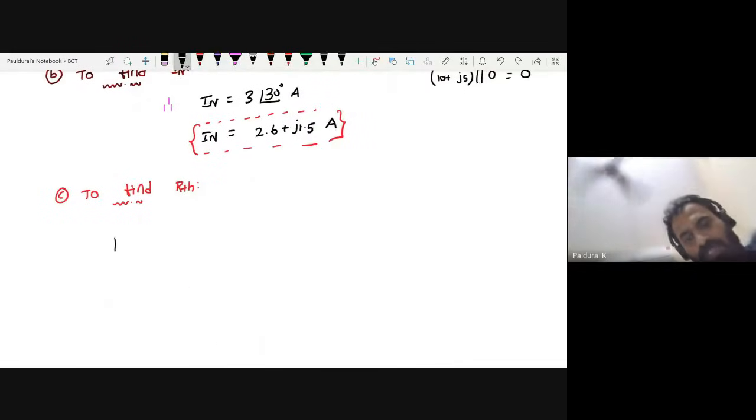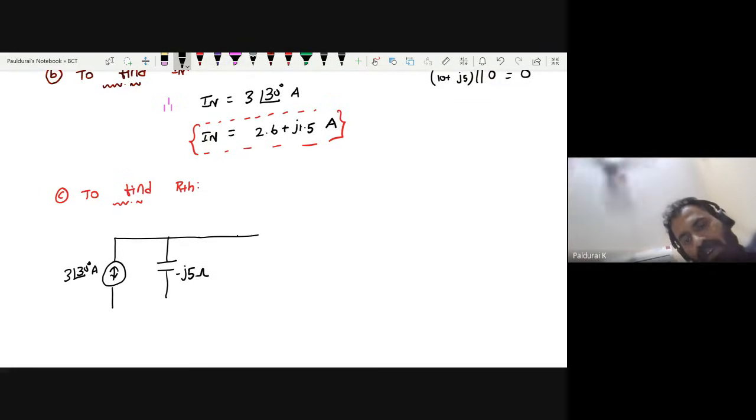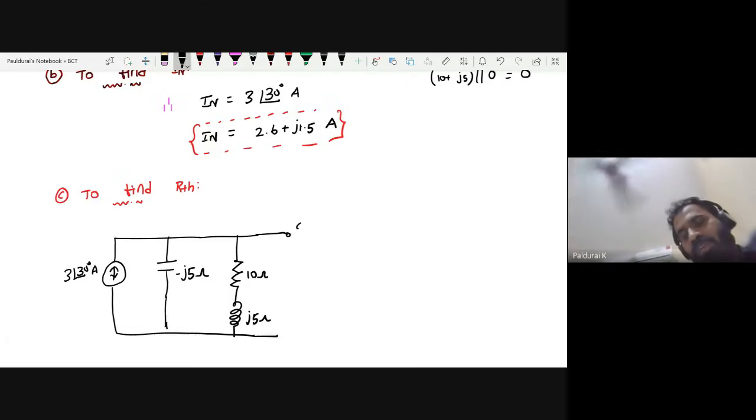Yeah. Let me draw one more time. T at an angle of 30 degree ampere. Here I'm having one capacitor. The value is minus J5 ohm, and I am having one resistor in series with this, J5 ohm, and this is my 10 ohm, right? Okay, this is my load. Yeah, load is open. So you know the procedure, right?